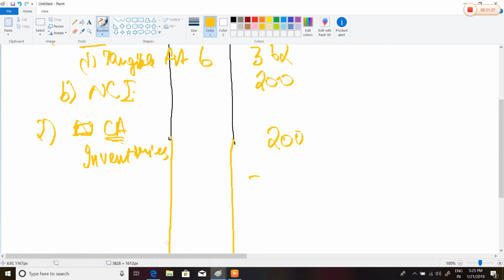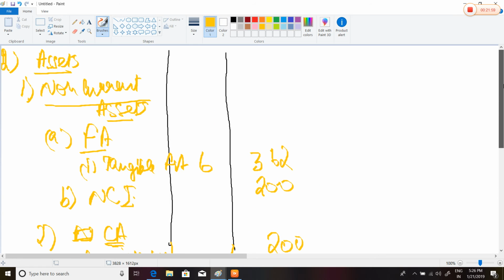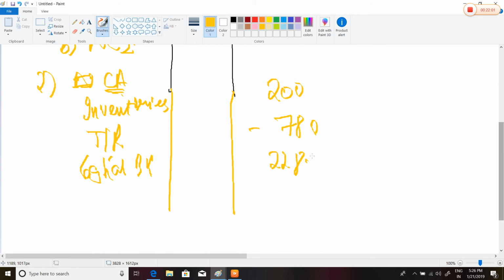Okay, inventories we have got. Then trade receivable 780. Then cash at bank, cash at bank 228. Then the asset side is complete. The asset side is complete.